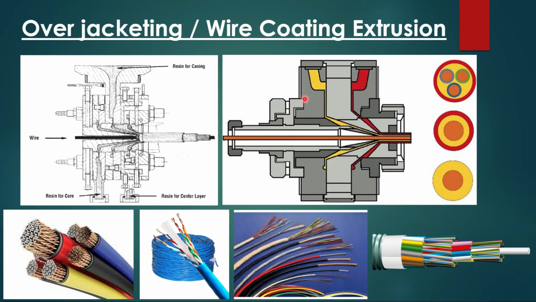Then the wire coating extrusion, you can see this is the die we use. Generally the coating for the wire acts as an insulator. Plastic is a good insulator, so that's why this process is used. So we can form multiple layers to act as an insulator.